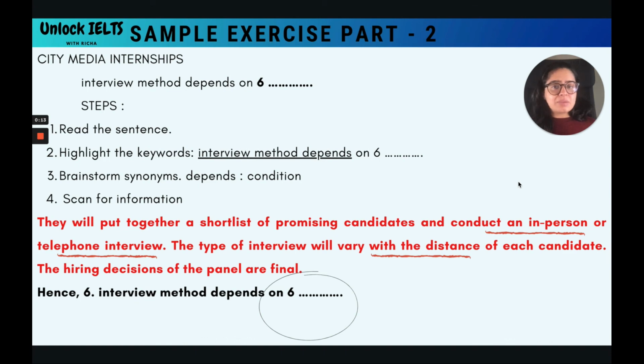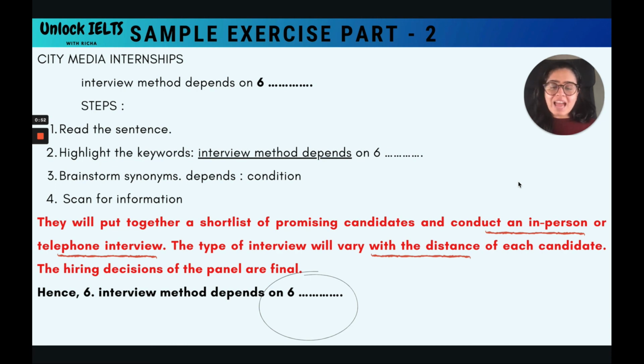We need to apply the same strategies to find the correct answer, beginning with read the sentence: interview method depends on blank. We need to highlight the keywords: interview method depends. And then I need to brainstorm the synonyms related to the keywords. For example, for the word depends, I may expect to see some condition related to the interview methods. And lastly, I need to scan the information for the correct answer.